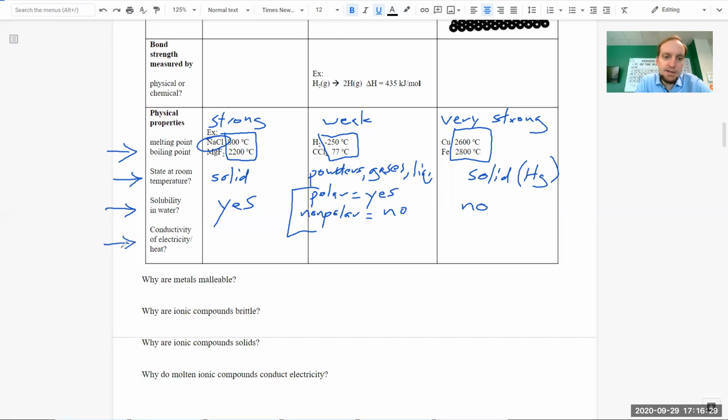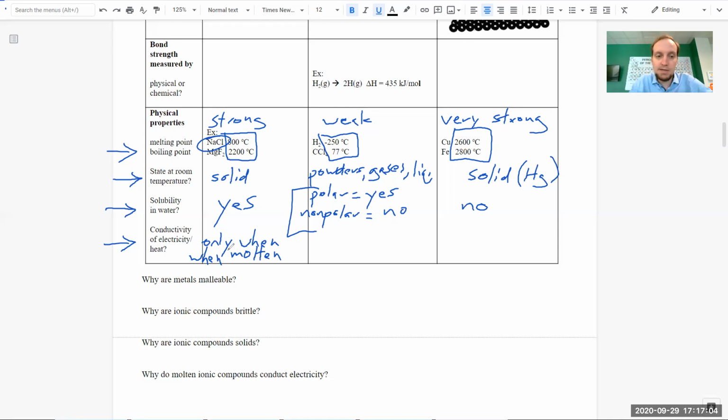Okay, conductivity of heat and electricity. Ionics, they do, but only when melted or molten, to use that word. Only when molten or melted. In the solid state, if I take table salt, sprinkle some on the table, and try to measure it with a conductivity meter, it's not going to conduct at all. But if I put that salt into water, it's going to conduct very well.